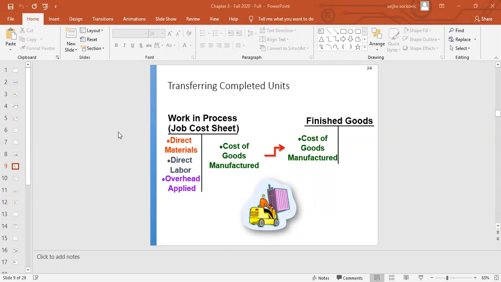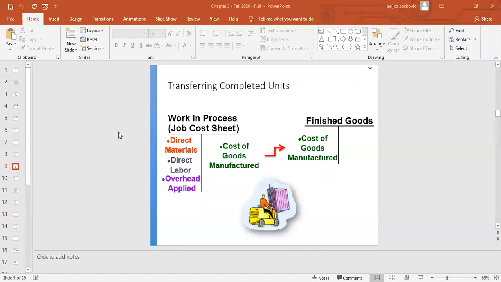We do not finish all units at the end of each month, right? Some units are partially completed. So this account can remind you by being called work in process. Right? And also some units at the beginning of the period are not just started at the beginning of this period. Some units are partially completed.